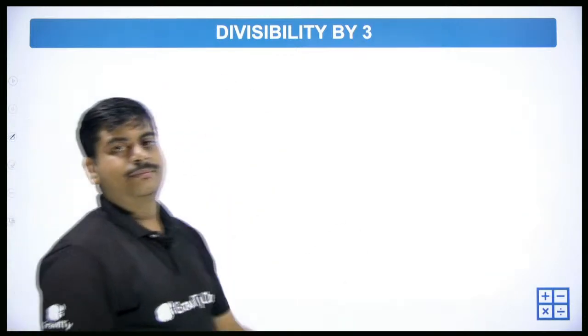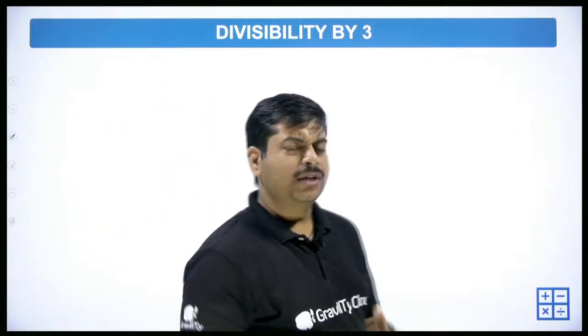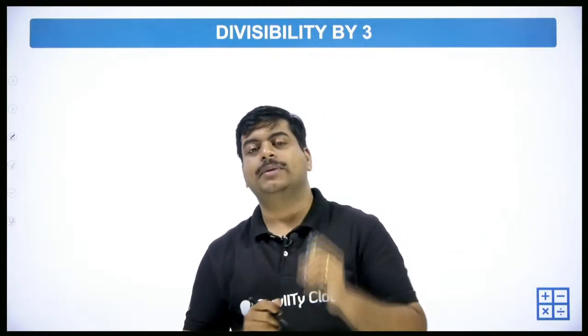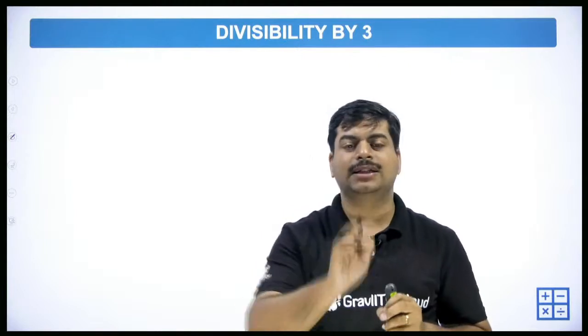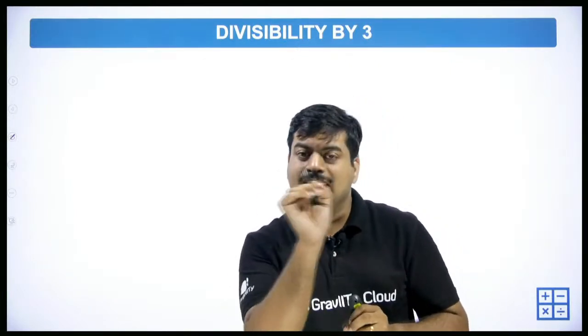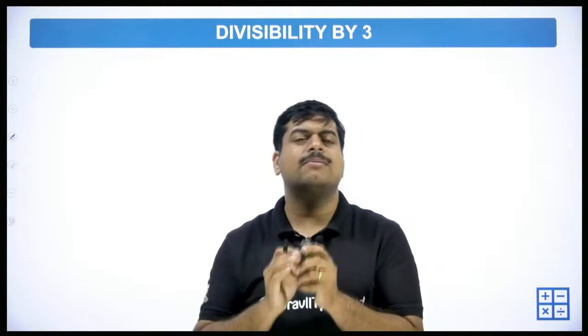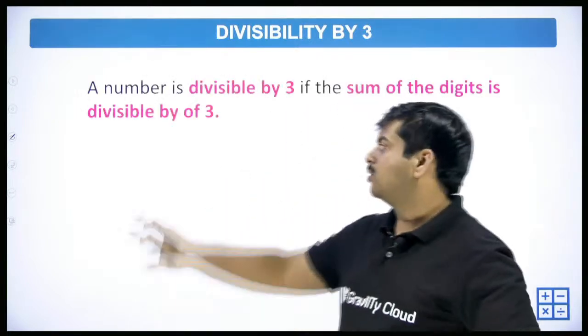Divisibility by 3. Just now we discussed divisibility by 2, and what is the logic behind that? Divisibility by 2 means every even number is divisible by 2, or the ending digits should be 0, 2, 4, 6, 8. The same way, there is some logic for 3. What is that? Let's try to see here.